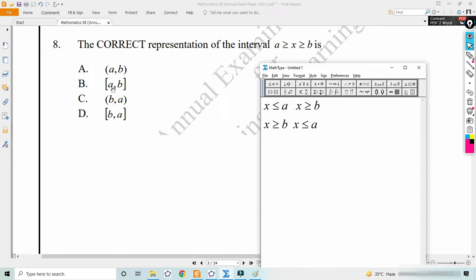B is not correct because if we write the interval of option B, it will be x greater or equal to a and less or equal to b. So D is the correct option.